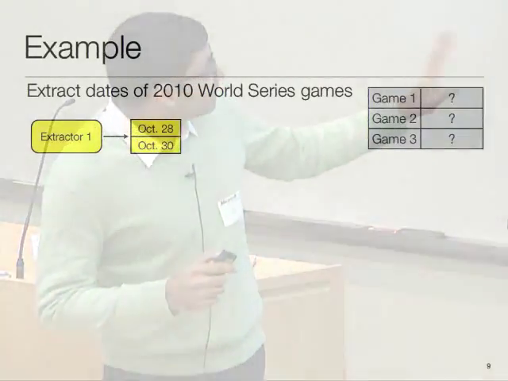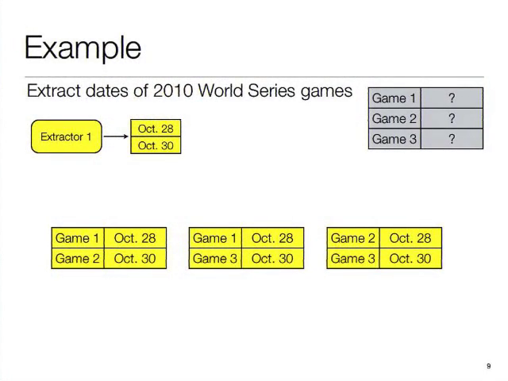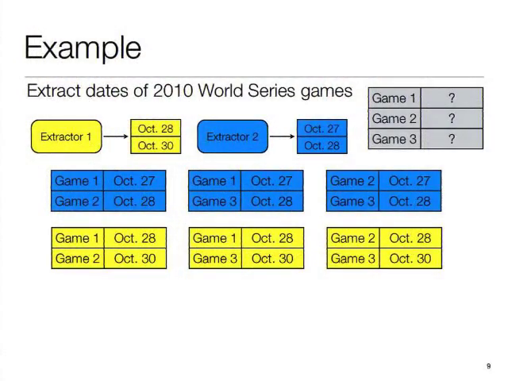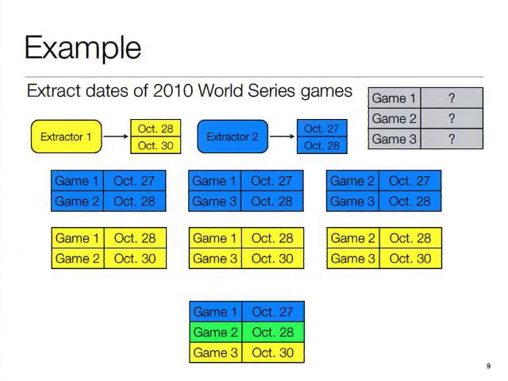So let's now revisit the extraction example. We had one extractor which gave us two dates, 28th and 30th, and from that we created this uncertain data with all those assumptions I spoke about. Suppose we have another extractor which gives two other dates, 27th and 28th. At this point, this also has an associated uncertain database. So what we'd like to do is combine these two uncertain databases to achieve this result, which, based on our assumptions, is the truth.